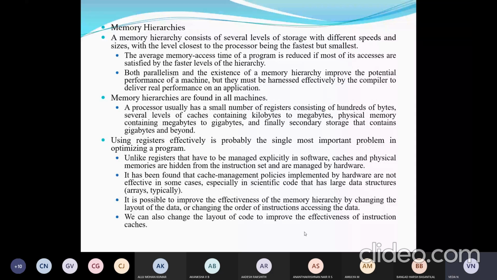There are cache management policies, which are again implemented by hardware, which can be effective in a few cases, like when data structures such as arrays are used. Next, it is possible to improve the effectiveness of the memory hierarchy by changing the layout of the data or changing the order of instructions accessing the data. That is possible. Again, the compiler has to work on that.